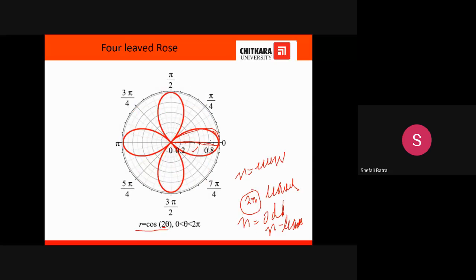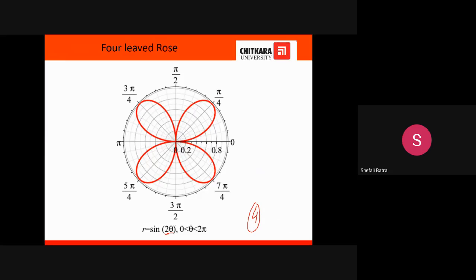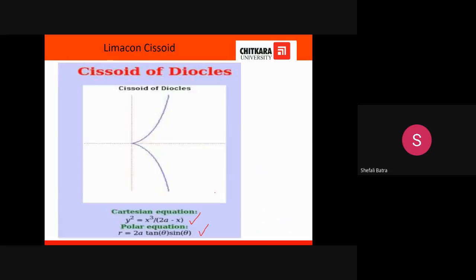So you need to remember in cos 2θ, leaves would be on the x-axis and y-axis: one on positive x-axis, negative x-axis, positive y-axis, negative y-axis. In case of sin 2θ, they would be on π/4, 3π/4, 5π/4 and 7π/4. 4 leaves. This is how you can remember it.